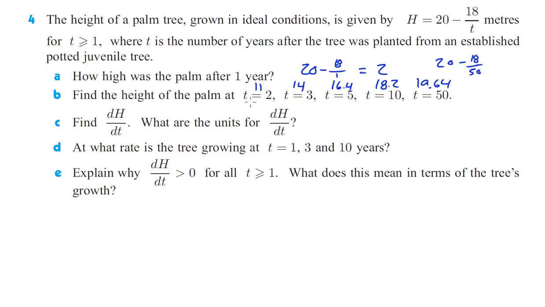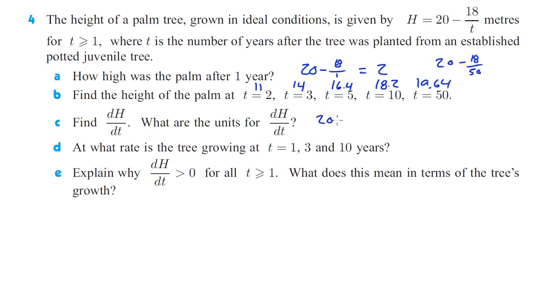So notice that it's growing pretty fast at the beginning. First year, it's at 2 meters. Then after 2 years, it's 11 meters, 14, and again, notice it's slowing down significantly here. All right. Anyway, find dh over dt, so the derivative of the height with respect to t. Okay, so basically just find the derivative of this function here.